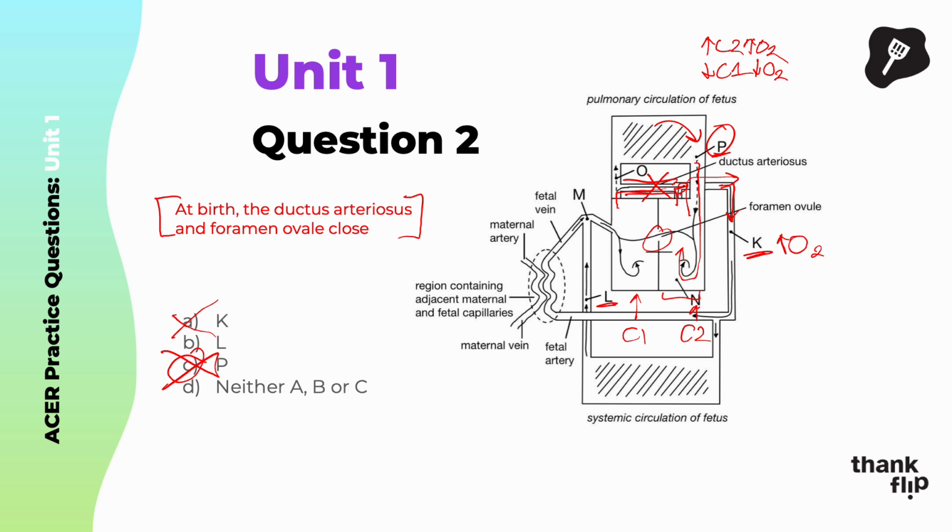Finally, we're looking at option L. And similar to before, it's after the systemic circulation, so it's not going to really be impacted by something so upstream as the ductus arteriosus and foramen ovale. So we can eliminate that one too. So the correct answer in this case is actually D, neither A, B, or C.